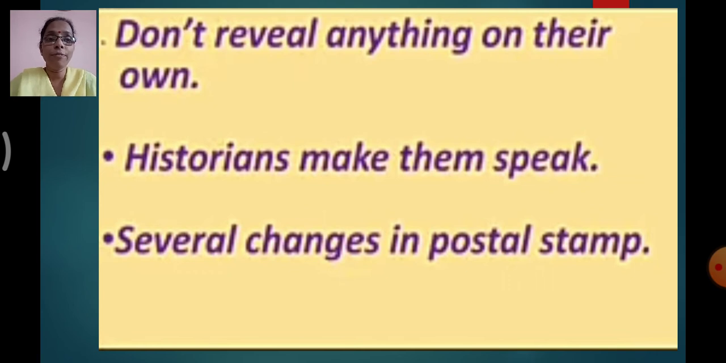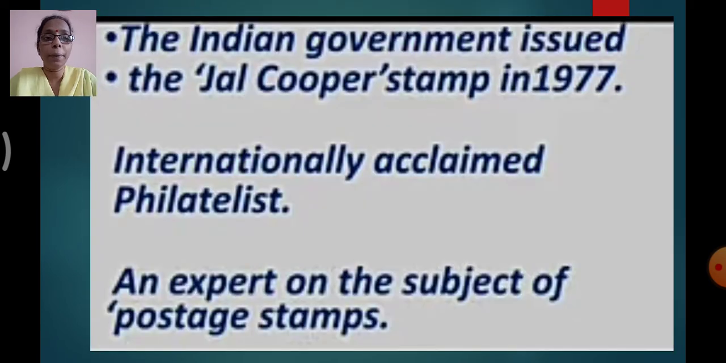So we find that several changes were made in the postage stamps according to the events and happenings. Postage stamps can be based on various themes like flowers, birds, national events, the prime ministers, or any kind of historical changes that have taken place. Accordingly they depict the history of that particular country.